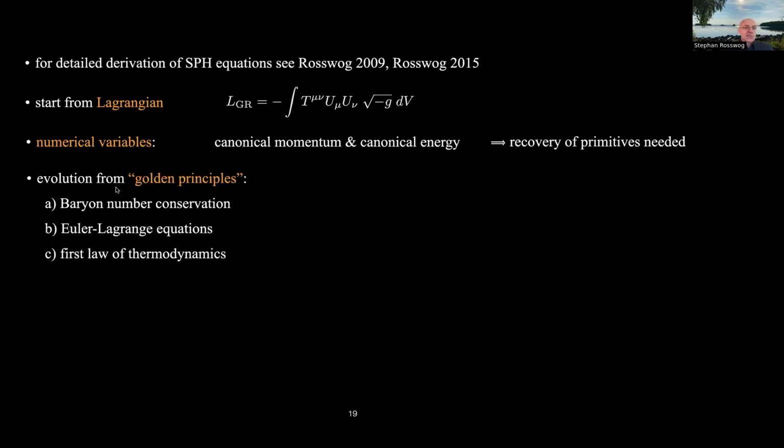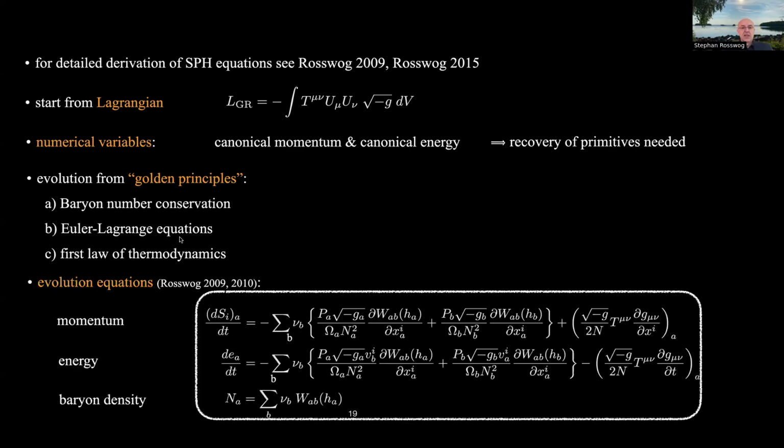Then we use the same golden principles, if you want to call them that, as before. We have baryon number conserved. This is then very similar to our summation over the density that I had shown in the Newtonian case before. We again have Euler-Lagrange equations, and again we use the first law of thermodynamics. If you then go through the algebra, which is now substantially more cumbersome than before, once you have done it, you find equations that look relatively similar to what we had seen before.